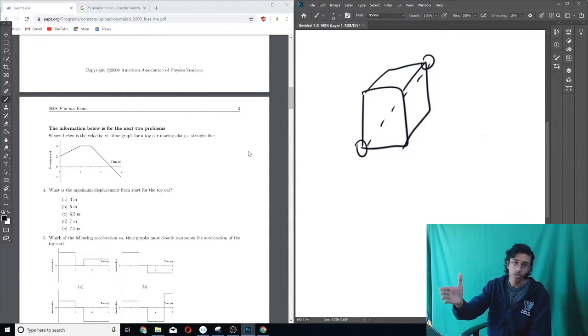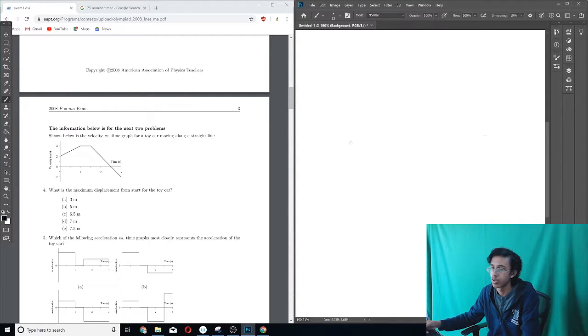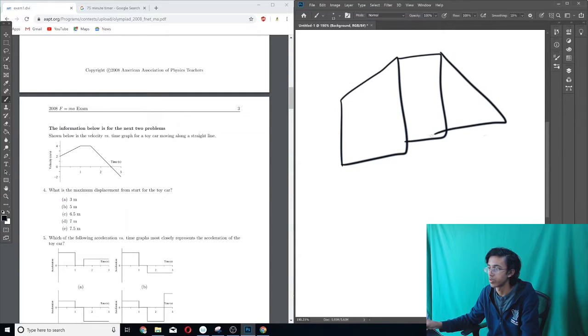Alright, number 4: what's the maximum displacement from the start for the toy car? So basically, if you're given a velocity versus time graph, the displacement is just the area under the curve, and it's probably going to be at this time over here, because over here the area is positive, but once you get over here the area is negative. So we want to find the maximum, so we just take the area under this, and this is a trapezoid plus a rectangle plus a triangle.